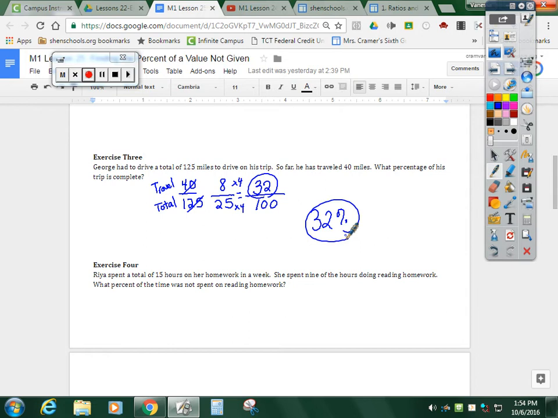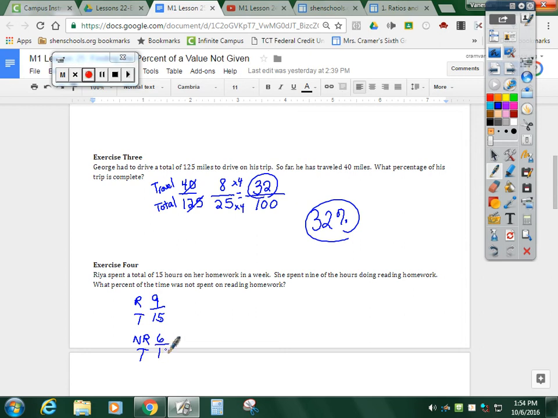Okay, let's do the last one. Ria spent 15 hours on her homework in a week. She spent 9 of the hours doing reading homework. What percent of the time was not spent on reading homework? Okay, so this is 9 over 15. This was reading homework to total. So now I'm going to do 15 minus 9 because that's how much she was not reading to the total.